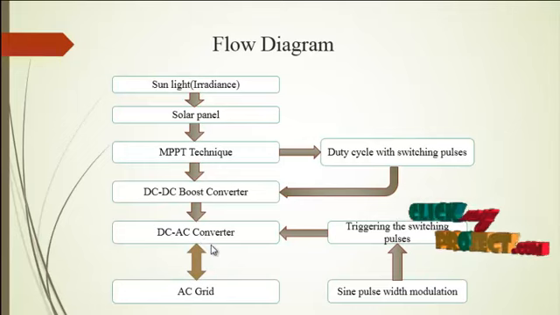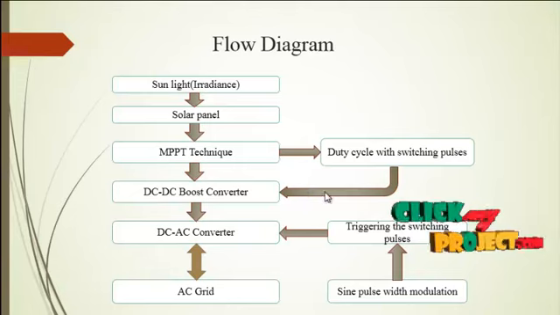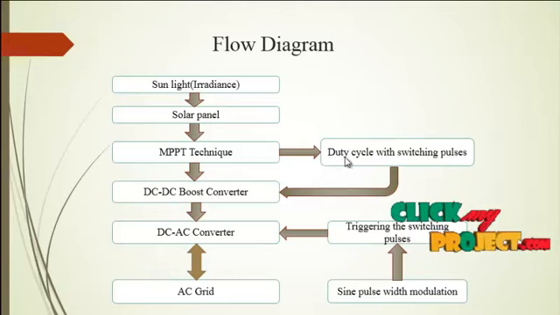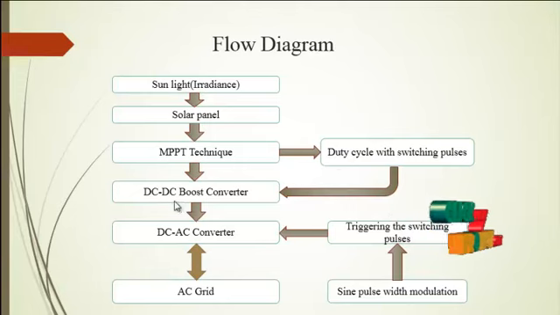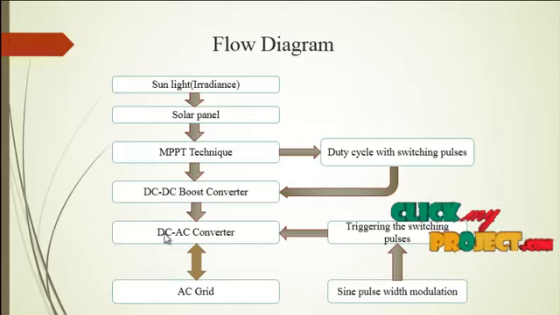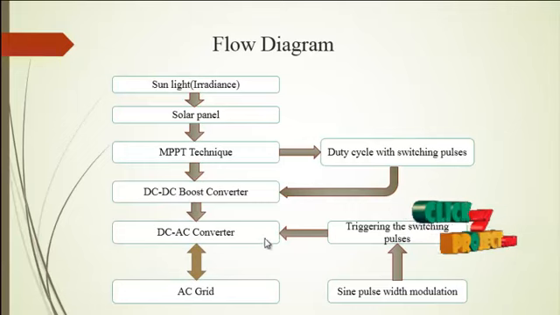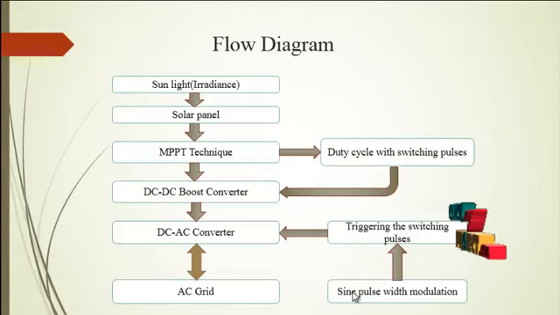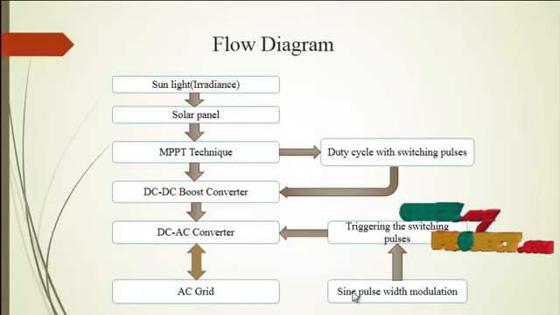We use the intermediate sections for this MPPT technique. We convert it to duty cycle pulses. The duty cycle pulses are passed to our DC to DC boost converter, so we get the maximum power from the solar panel. In the DC to AC converter section, the triggering pulses are generated based on sinusoidal pulse width modulation. The sinusoidal pulse width modulation takes its input reference using the PID controller.